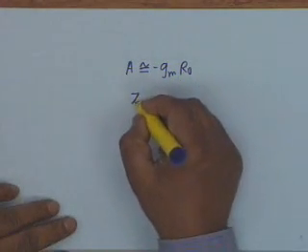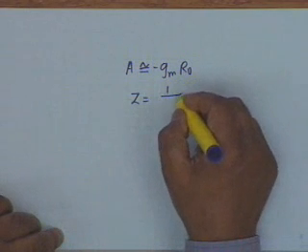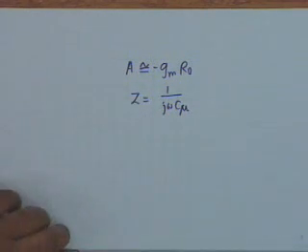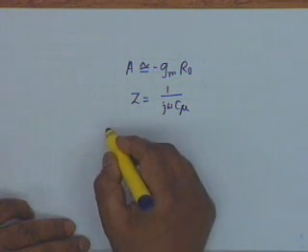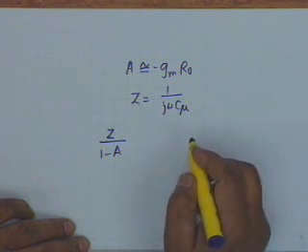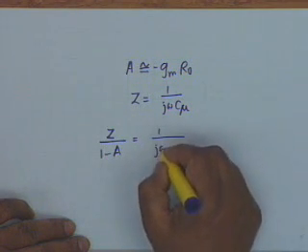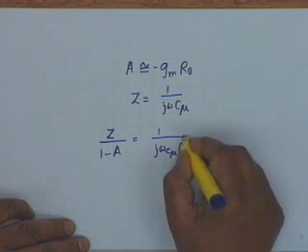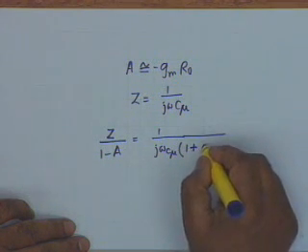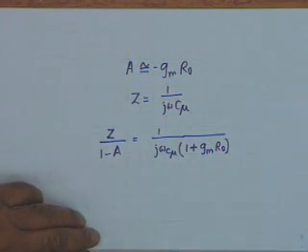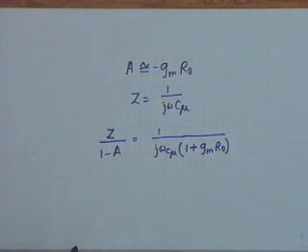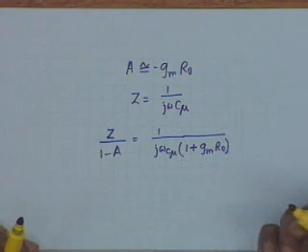What is Z in our case? The bridging impedance is 1 over j omega C mu. And therefore, at the input, Z divided by 1 minus A is equal to 1 over j omega C mu times 1 plus gm R naught. Is the point clear? Our effective reflected input impedance is 1 over j omega C mu times 1 plus gm R naught. And you see what happens.